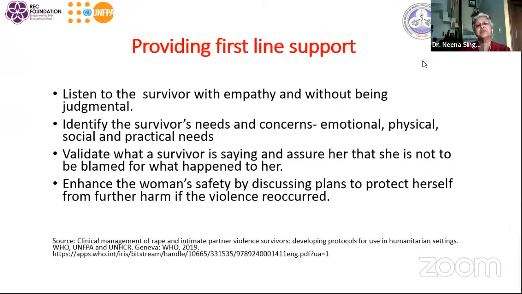Enhance the woman's safety by discussing plans to protect herself. They may be fearful of their safety because many of them are repeat offenders, so they do not want to go into the same environment again. So you have to see how you can give them a safe environment and where you can put them up and who you can hand the woman to. So you want to protect her from further harm if the violence reoccurred.